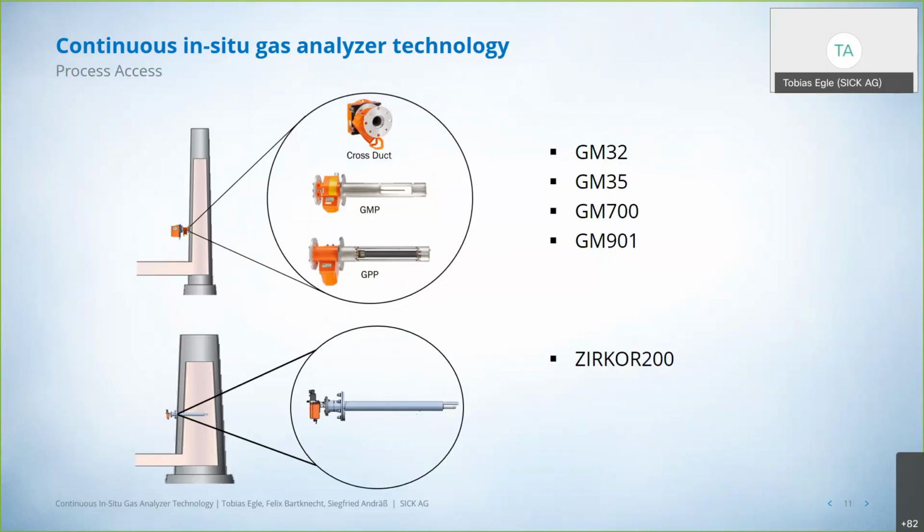And the Zircor 200, as a zirconia analyzer, is a probe version. There is no cross-duct version available. So you are going here with the standard probe version.